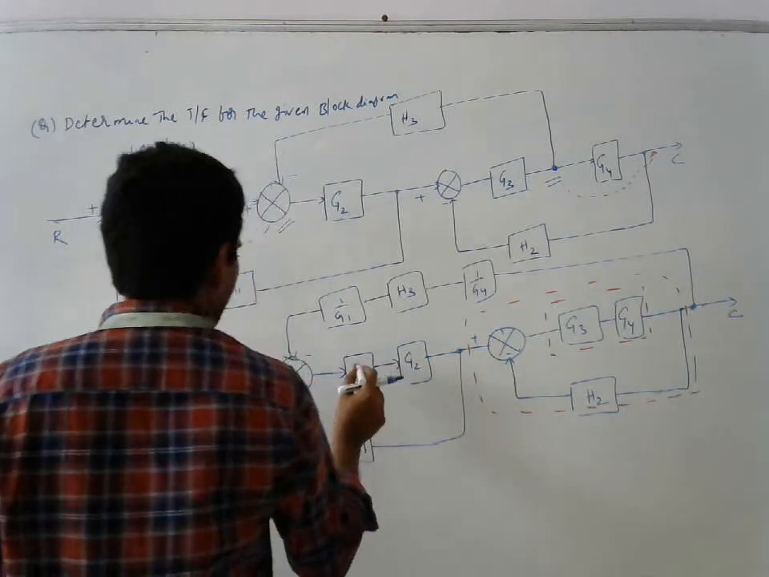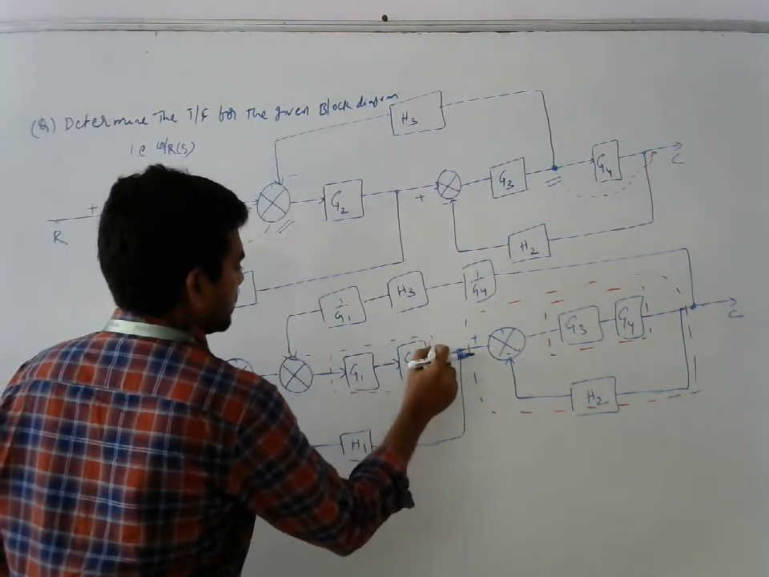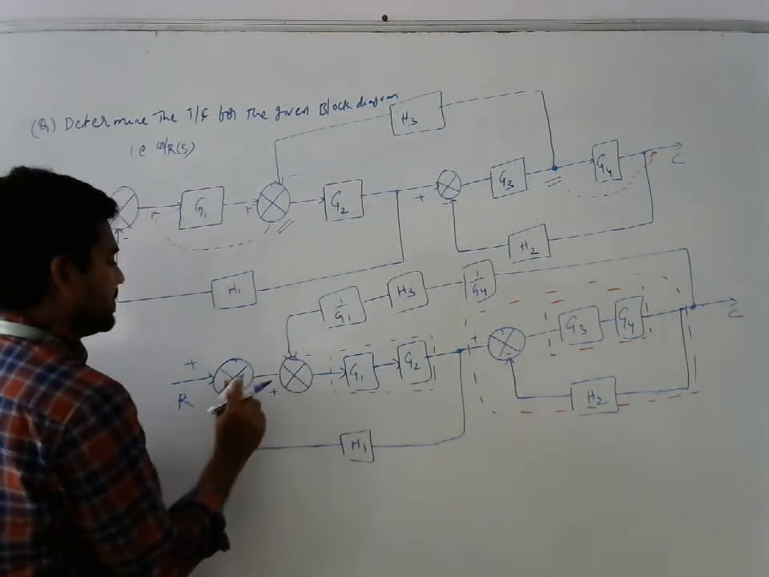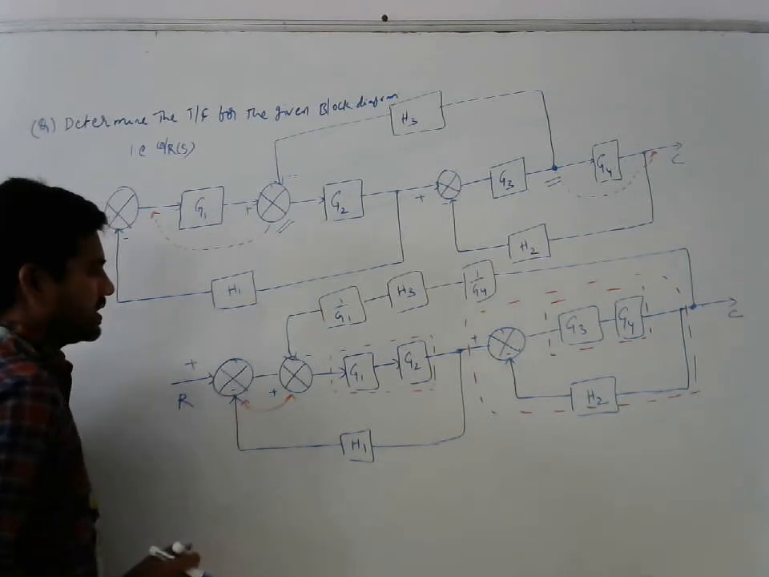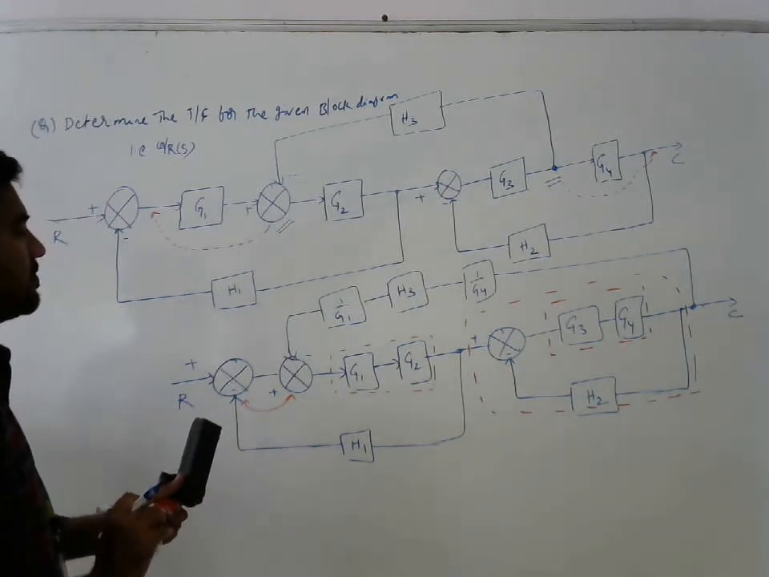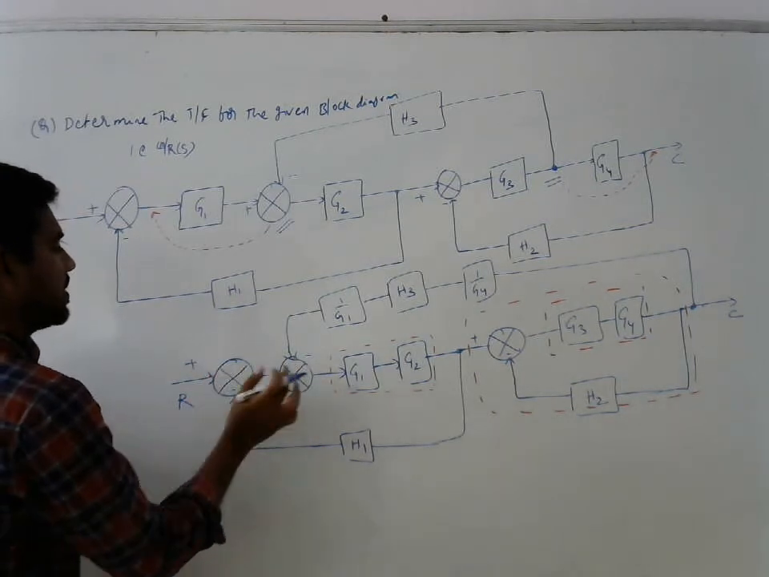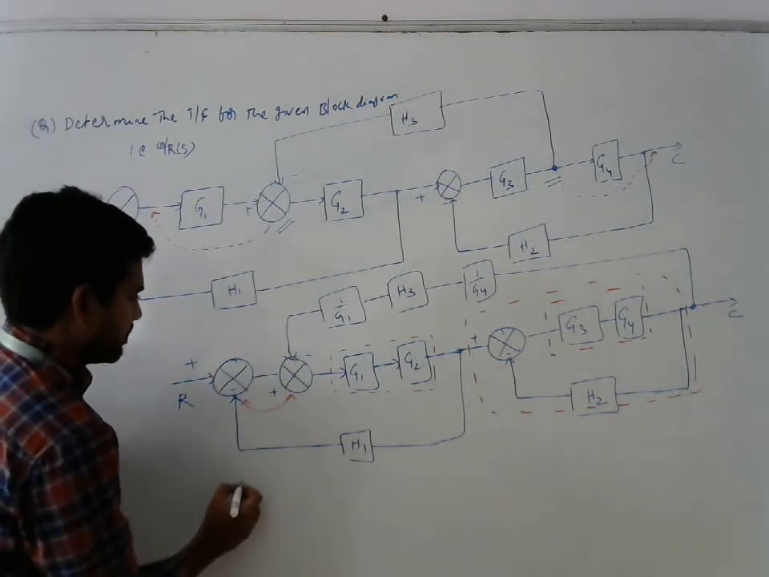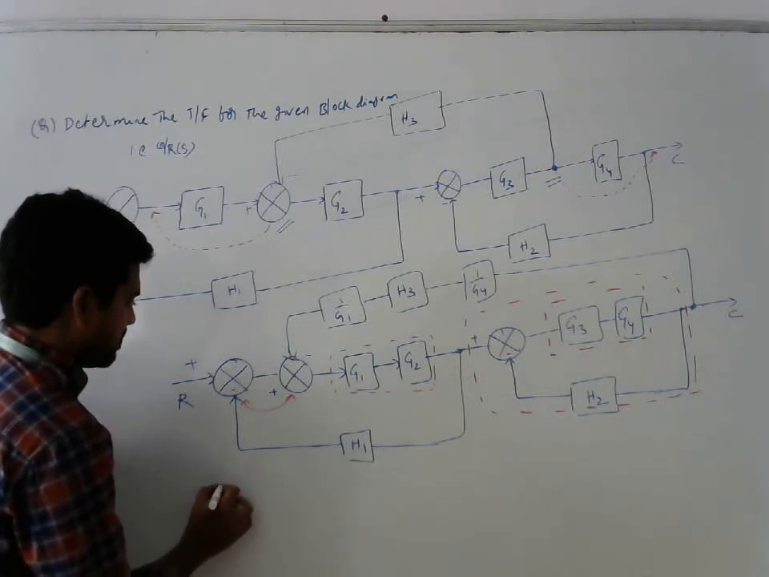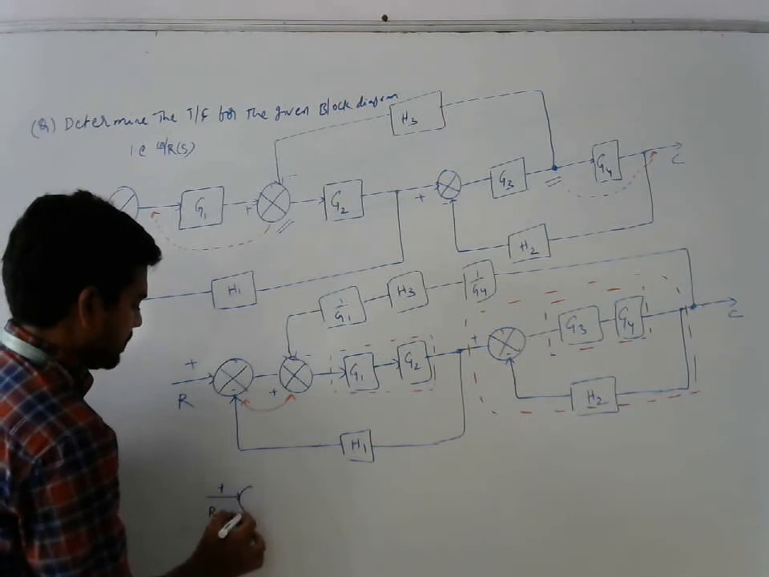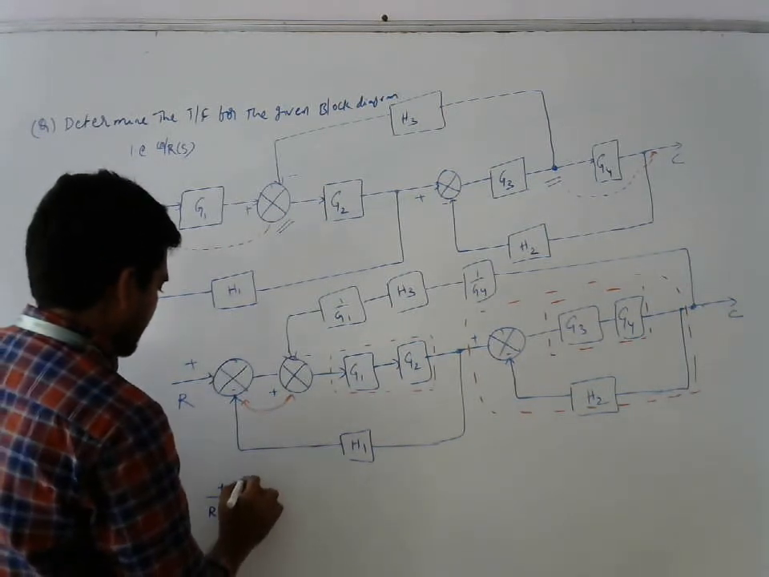But here, whenever G1 and G2 are again in series, G1 and G2 will be in series. We can shift these two summing points. Exchange the summing points. If I am exchanging the summing point, this will become here and this will become like this. Now this is R plus, and this will come here negative.